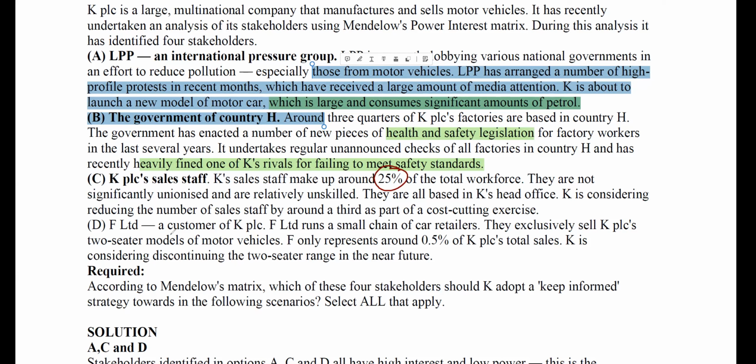Okay, then F, which is a customer of K. F runs a small chain of car retailers. They exclusively sell K PLC's certain models of motor vehicle. F only represents 0.5% of K PLC's total sales, and K is considering discontinuing the two-seater range in the near future. Where will we put this customer? He buys from us, but we want to discontinue selling that kind of goods.